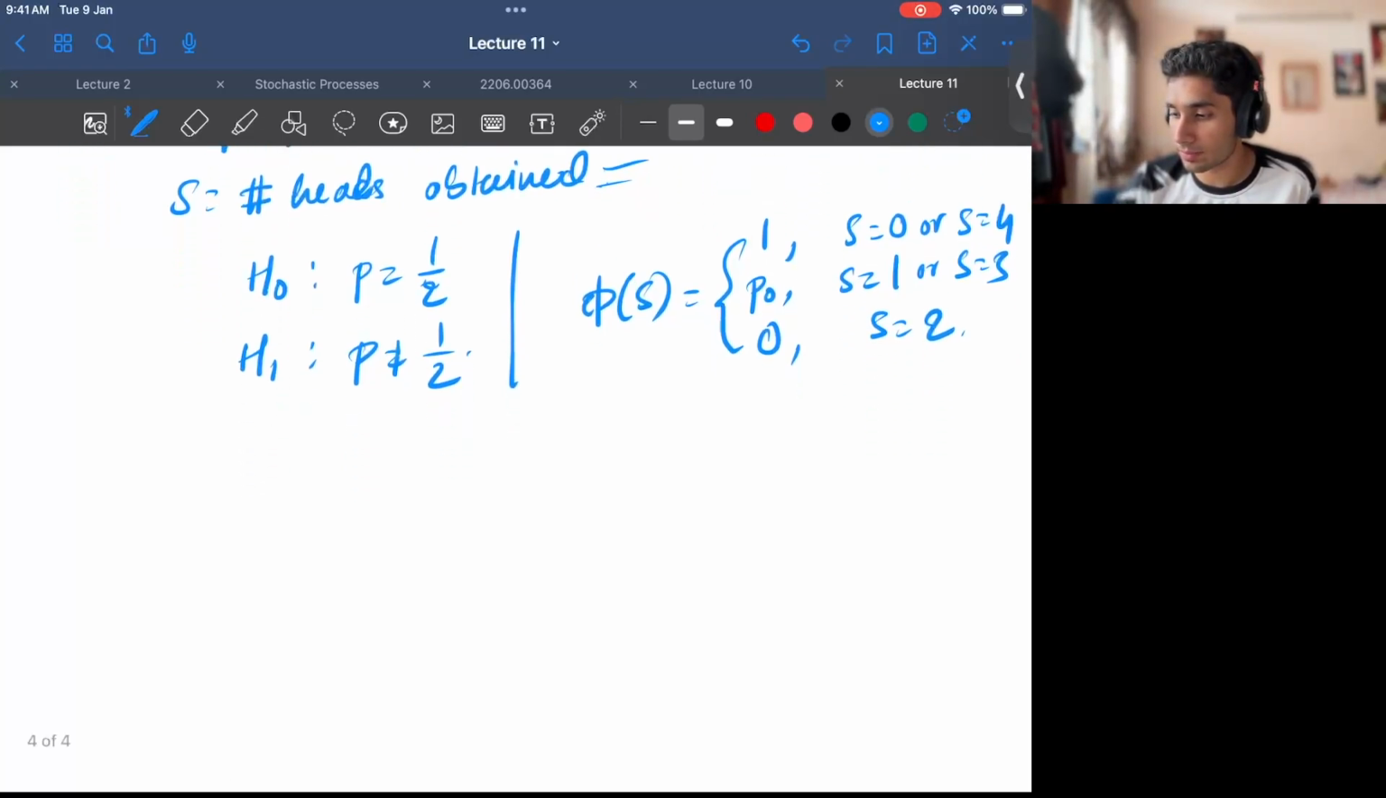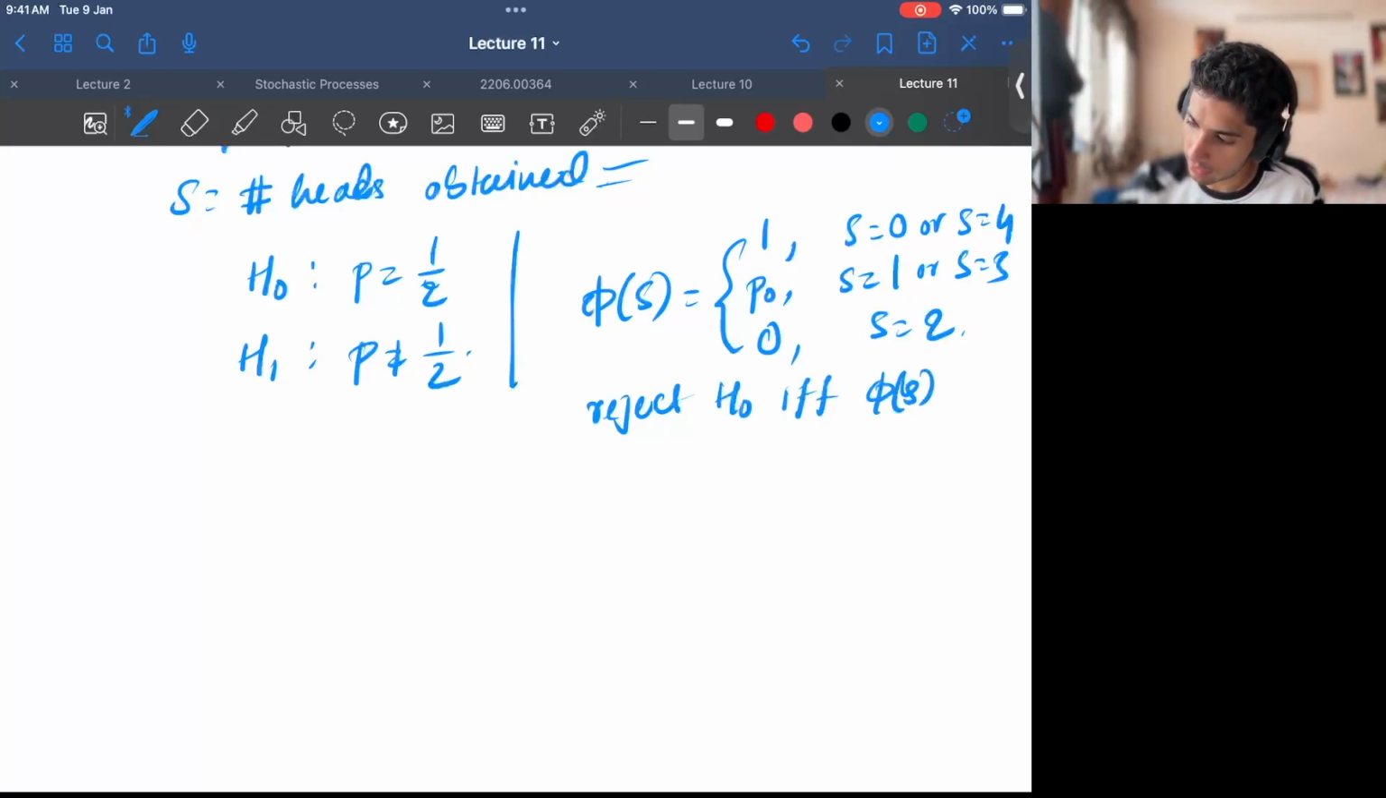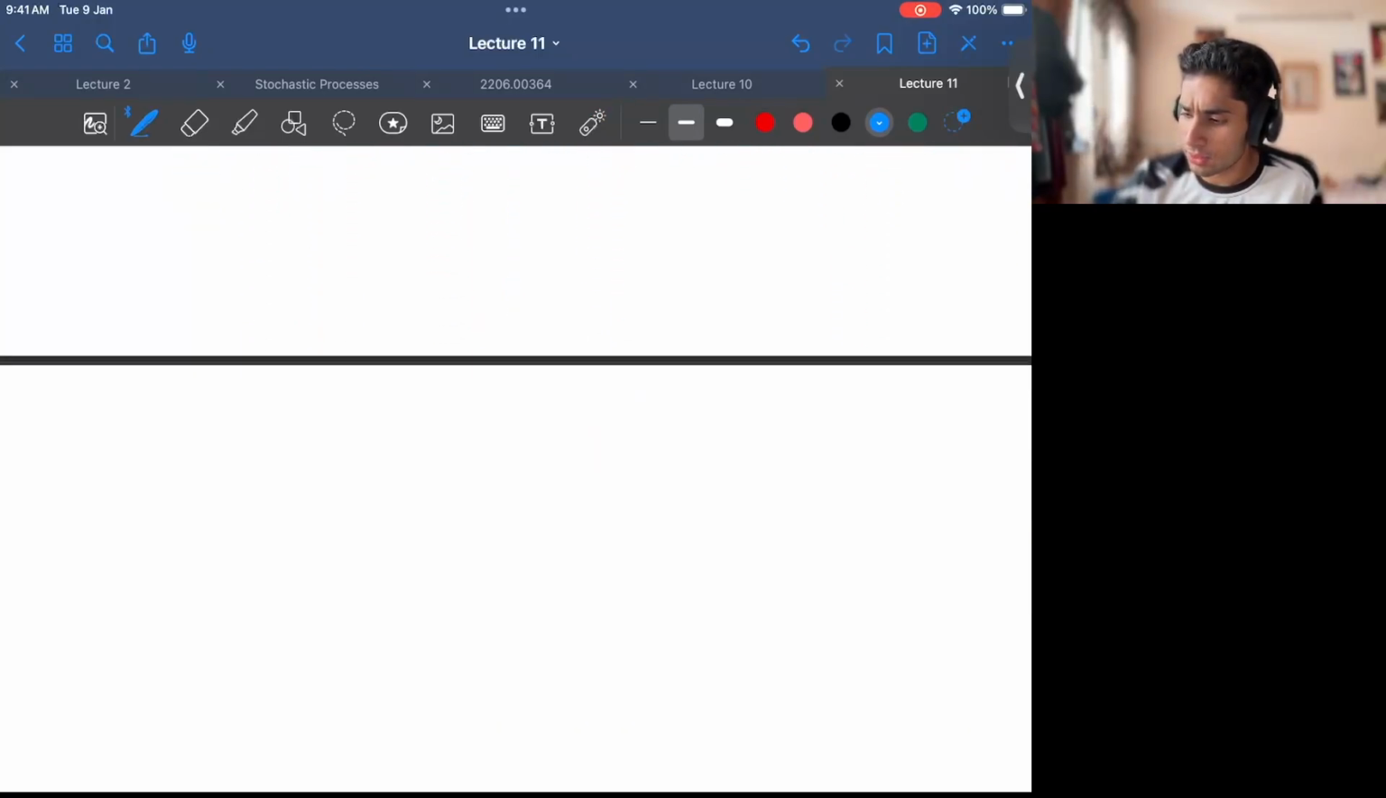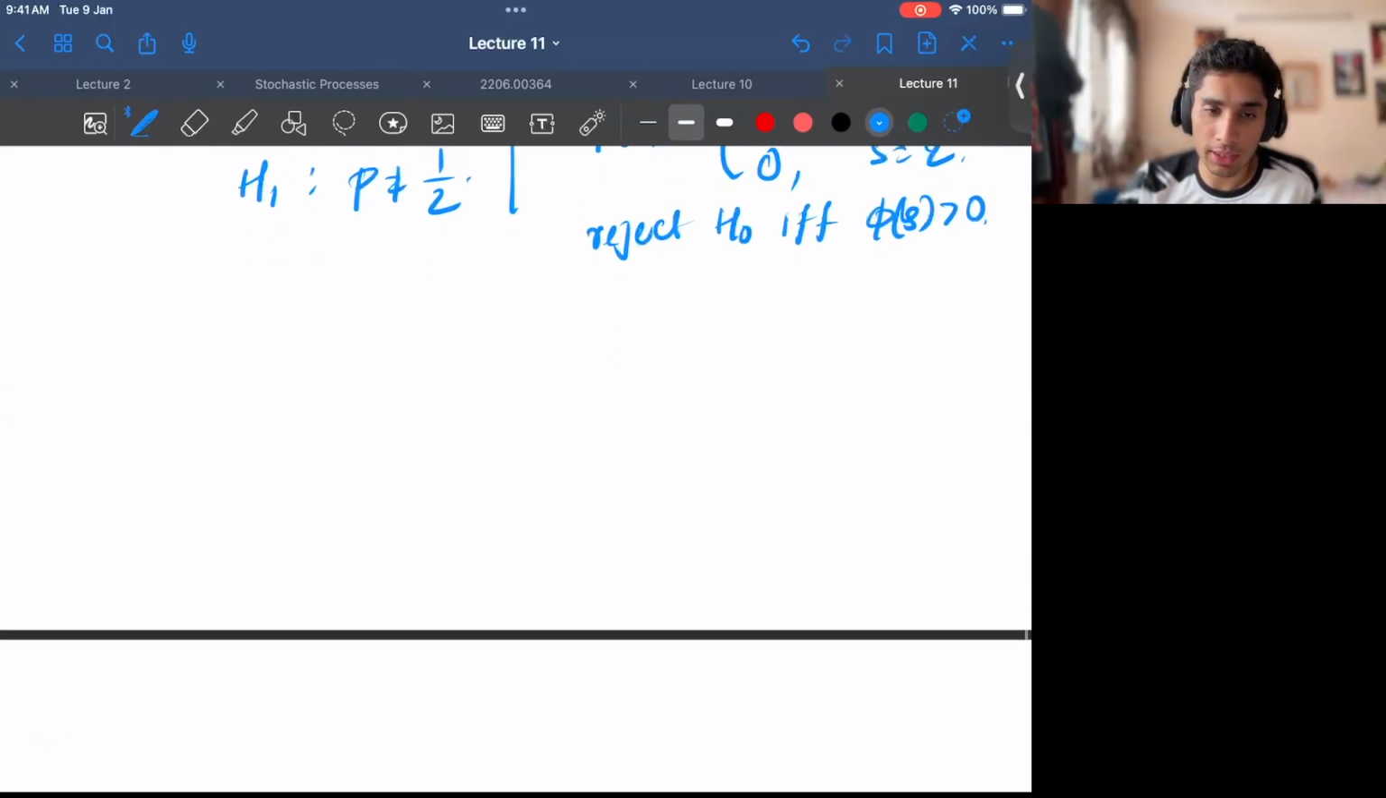And so you reject h naught if phi of s is greater than 0. So if you see that the number of heads in the four tosses is not equal to 2, then you say that, well, the null hypothesis is not true, and hence the coin is actually biased. So this is clear to you.